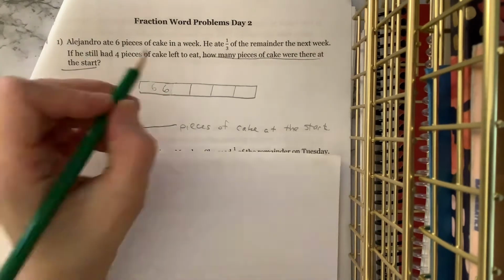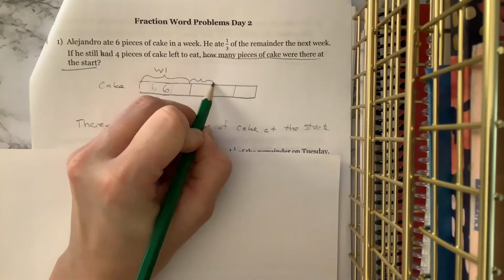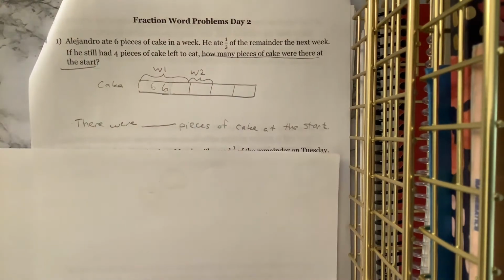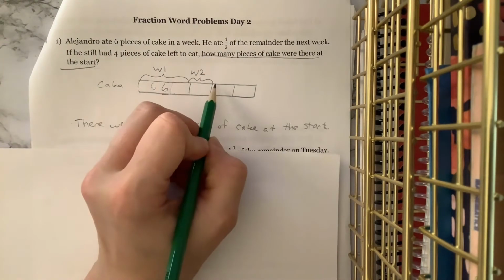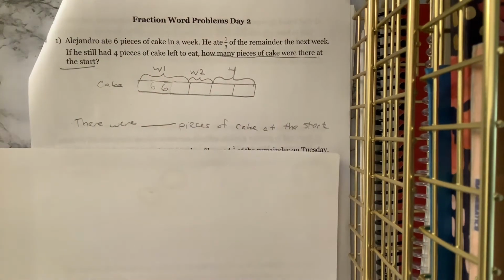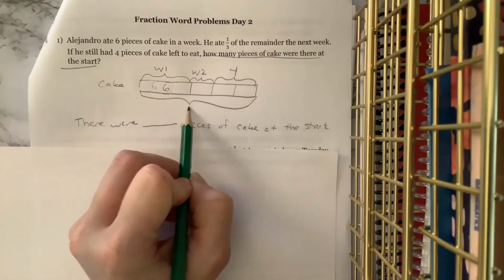Okay, so he ate 6 in week 1. 1/3 of the remainder he ate the next week. So I'll call that week 2. And then we're told that he had 4 pieces still left to eat. Okay, and then we get this question where we're going to add our question mark. How many pieces of cake were there at the start? So in other words, where did he begin?